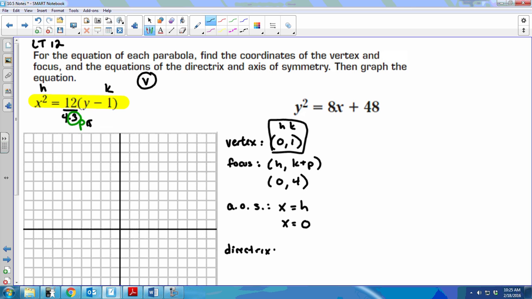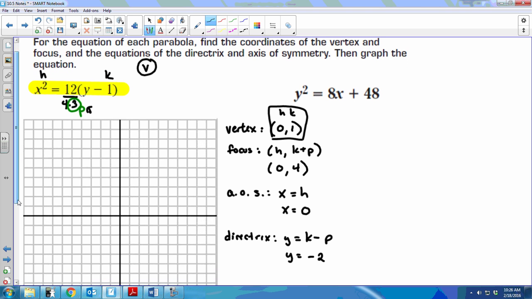The directrix is y equals k minus p. Well, k is 1, p is 3, so what's 1 minus 3? -2.